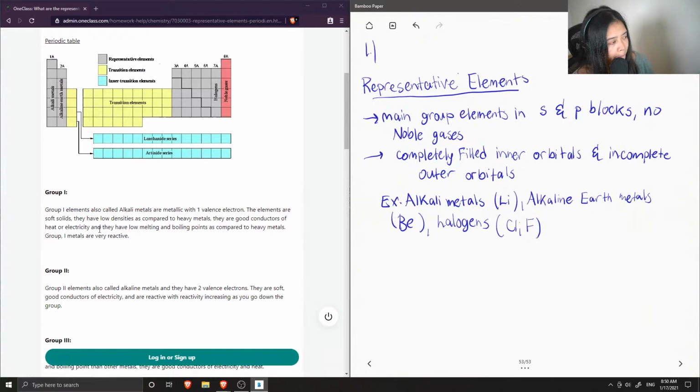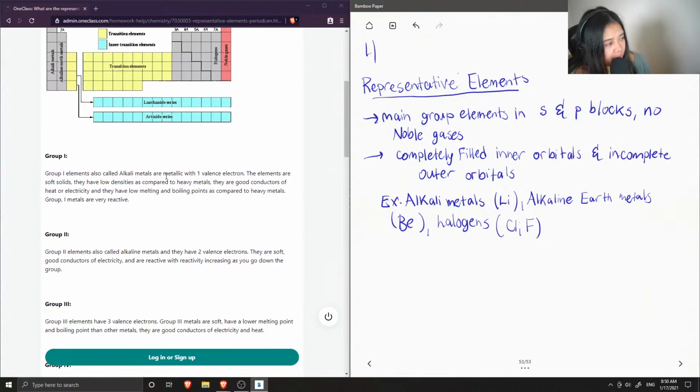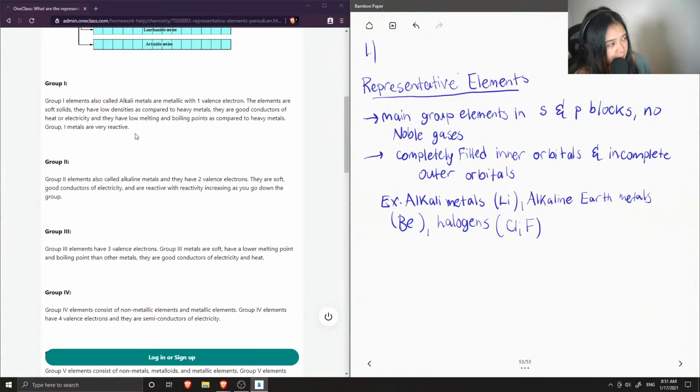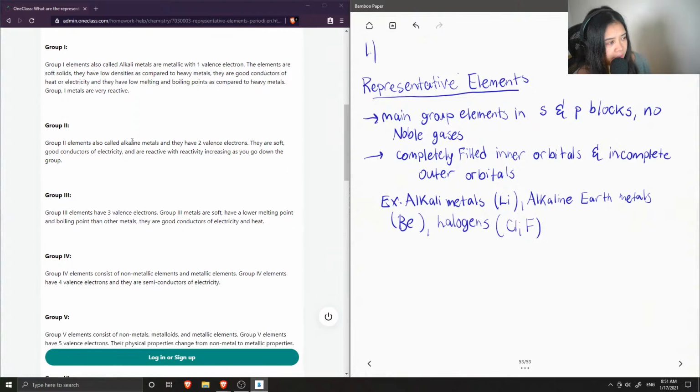So group 1 elements are also called alkali metals and are metallic with one valence electron. The elements are soft solids. They have low densities as compared to heavy metals, are good conductors of heat and electricity, and they have low melting and boiling points as compared to heavy metals. So group 1 metals are very reactive. So this is like lithium and sodium.